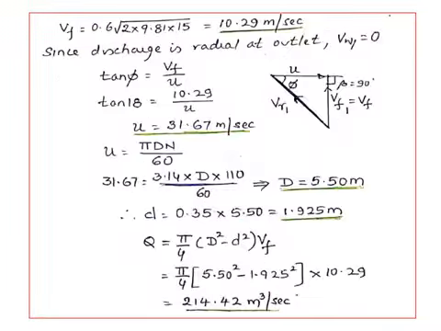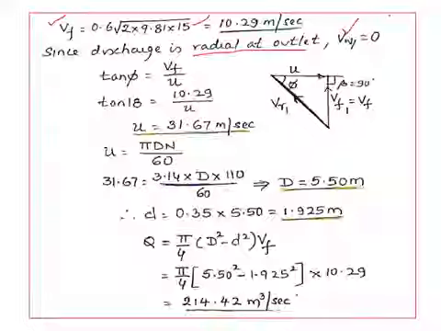Given the flow ratio, we can calculate Vf. Vf is 0.6 times root 2gH, where H is 15 meters. We get 10.29 meter per second. Now you know the discharge is always radial at outlet, so Vw is 0. Drawing the outlet velocity diagram, since Vw is 0, it moves out radially, in this direction.